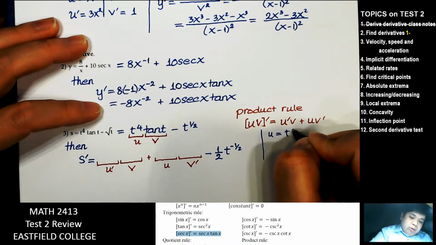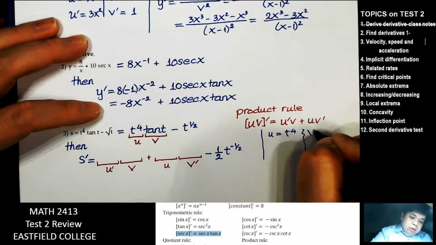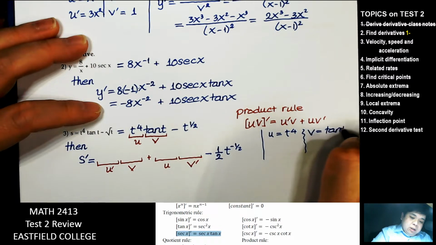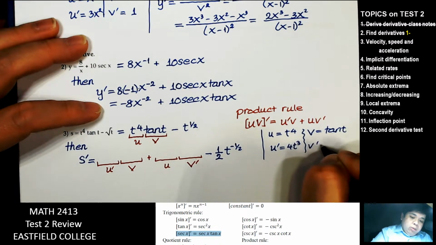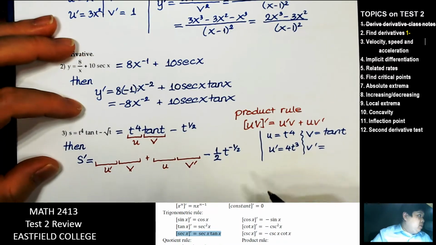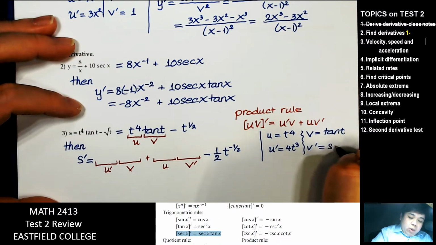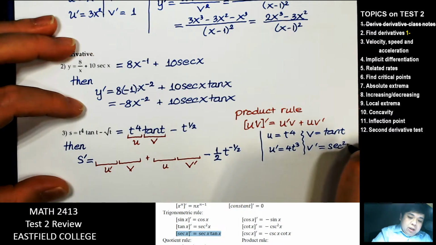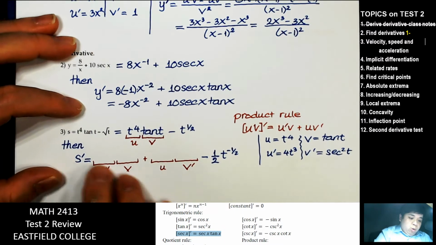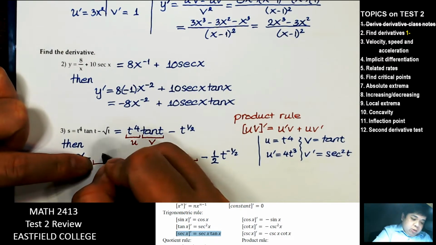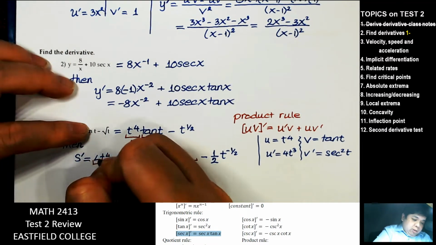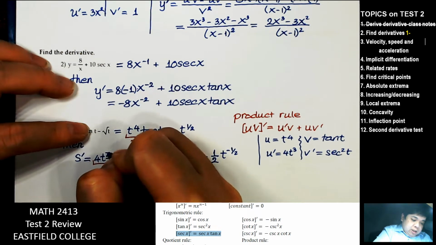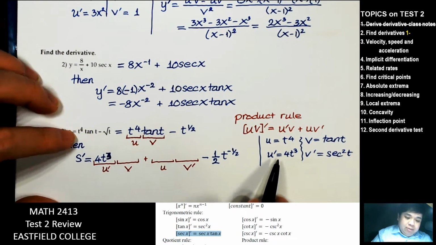u is t to the fourth, v is tangent t, u prime is 4t cubed, v prime. Derivative of tangent is secant square of t. Now just put in here u prime, 4t cubed. Sorry, that's u prime.